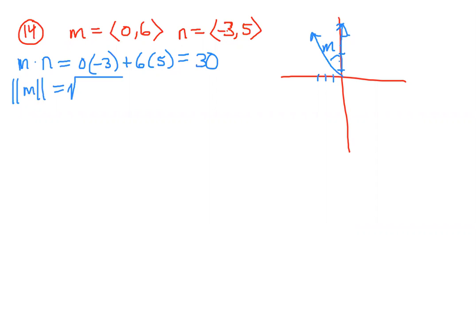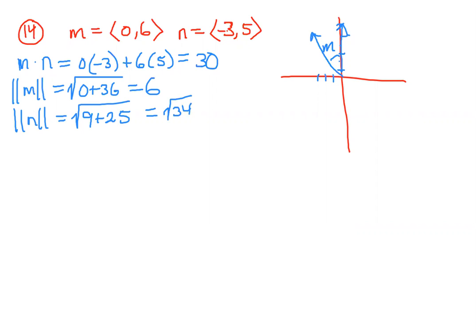Magnitude of m is the square root of 0 plus 36, which is 6. And the magnitude of n is the square root of 9 plus 25, the square root of 34. Okay, so wait. Am I doing this wrong? No.